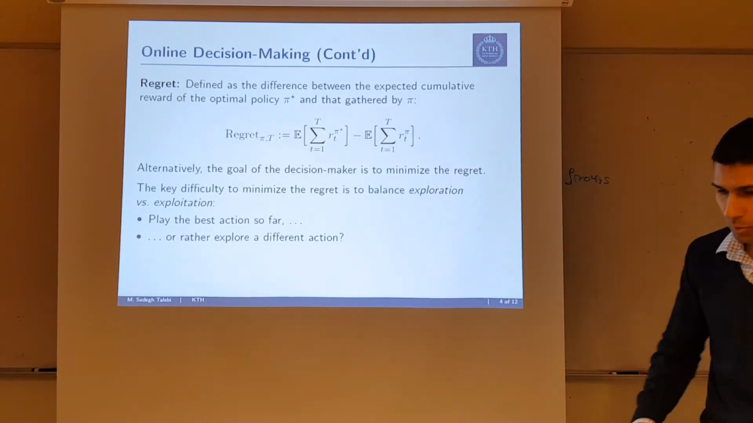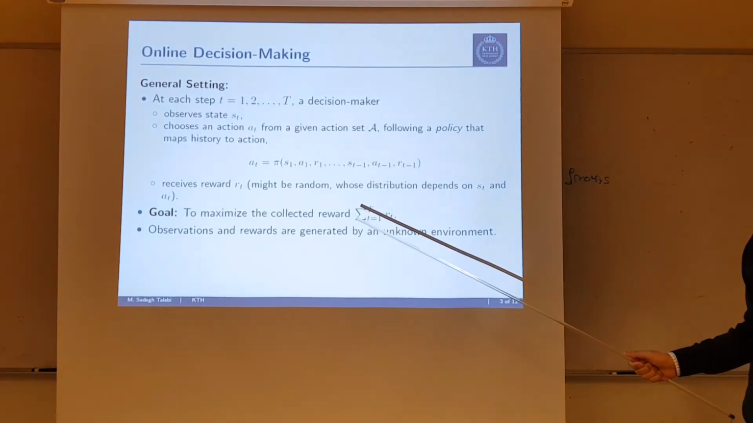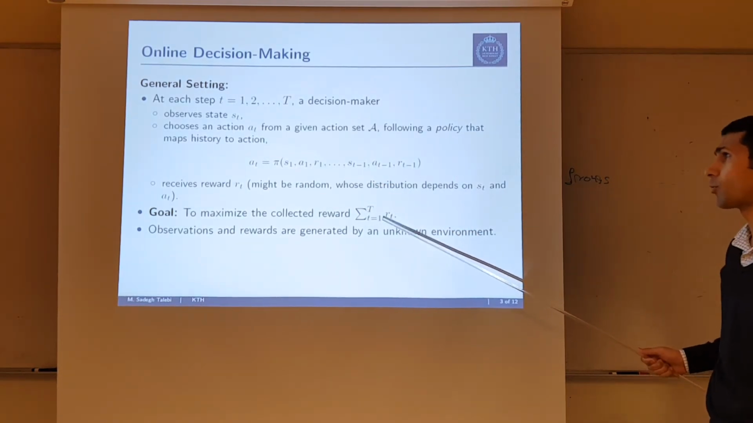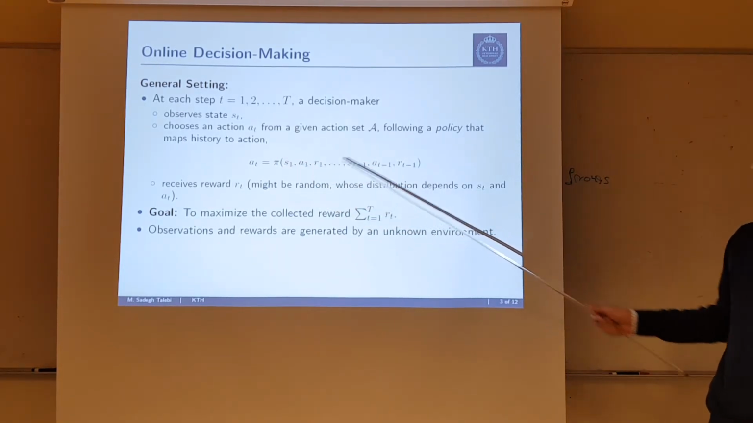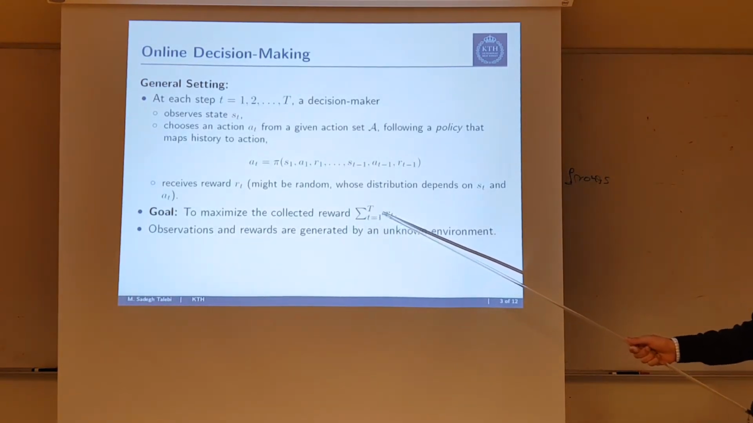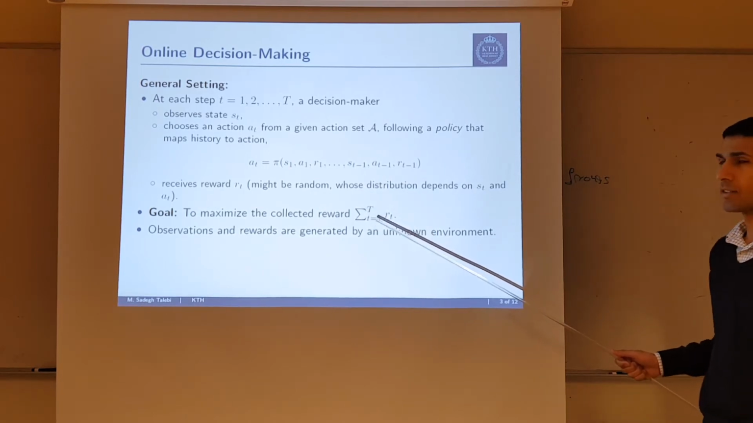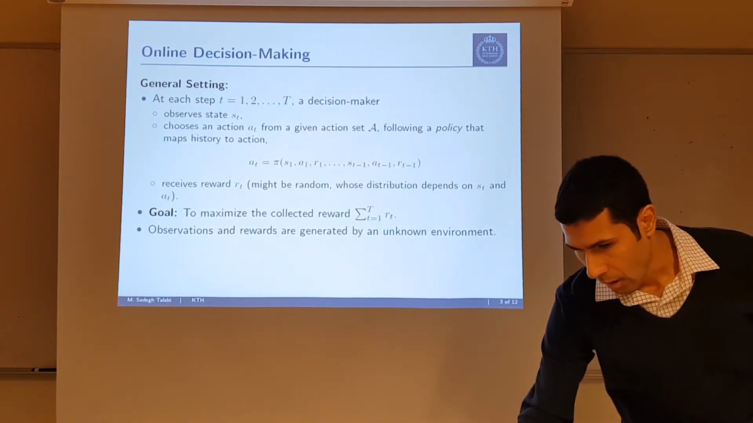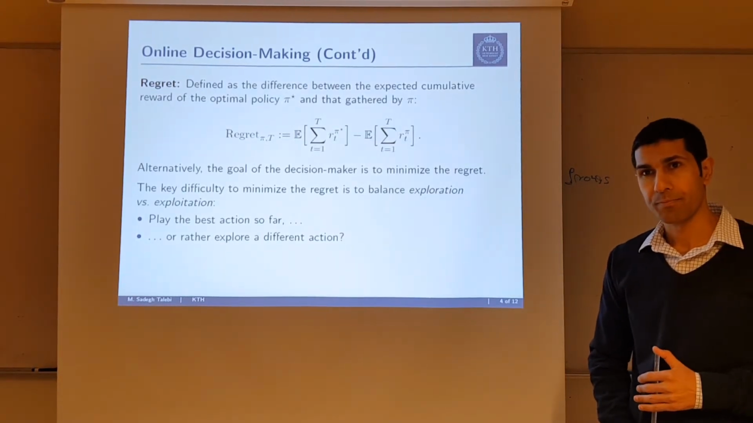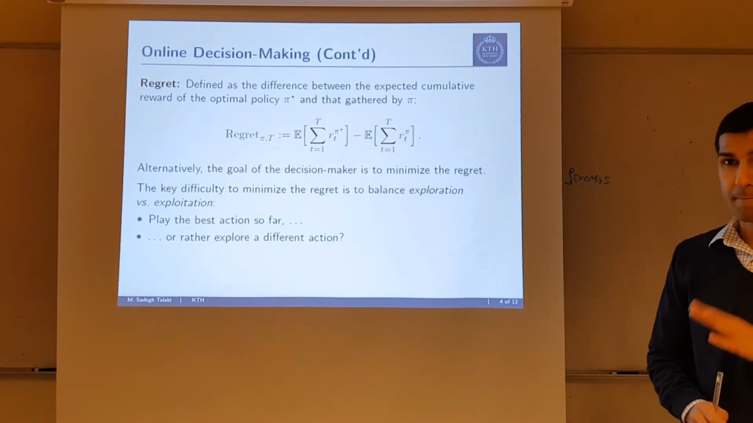Going back to the previous slide, we said that the goal of the decision maker is to maximize the collected reward. Since the reward has randomness, due to randomness in the distribution, in the dynamics, and in the sample path chosen by the policy, either we look at this cumulated reward in expectation, or we would like to guarantee that the reward is greater than something with high probability. The reward could be deterministic, but in general it could be a function of the state and the action, so in the general setup the reward is random.